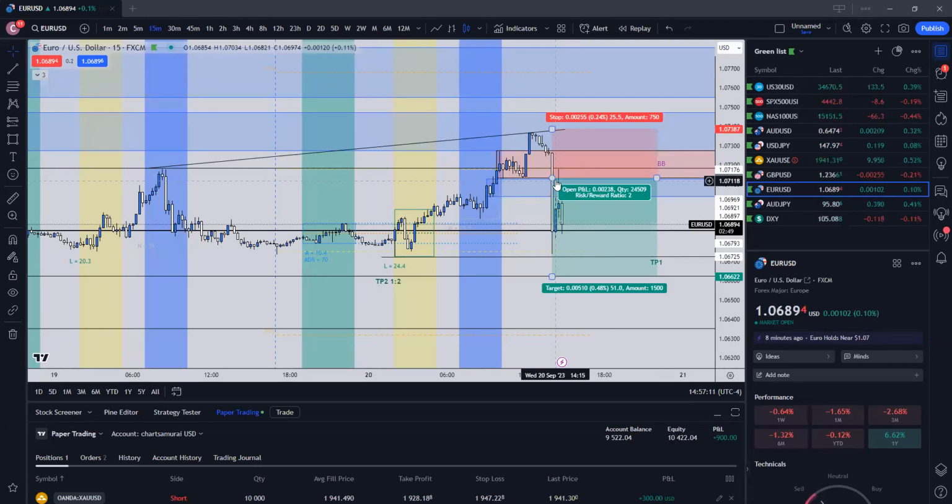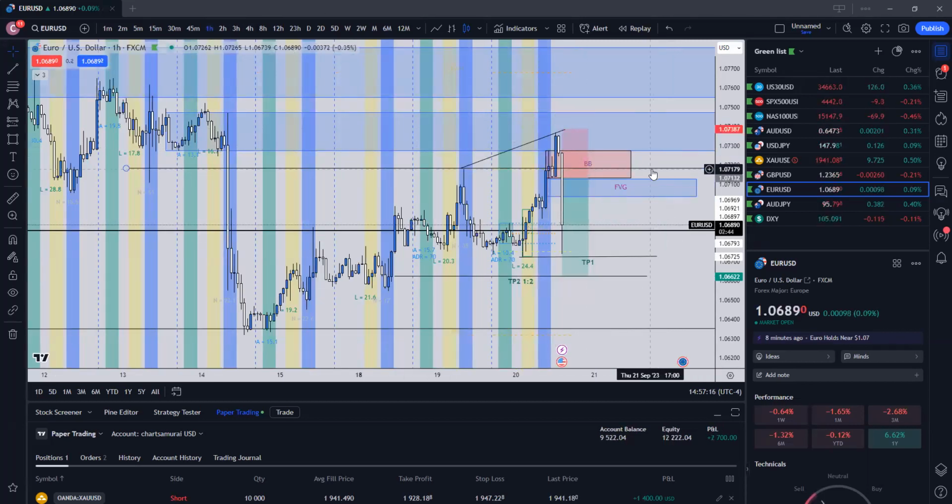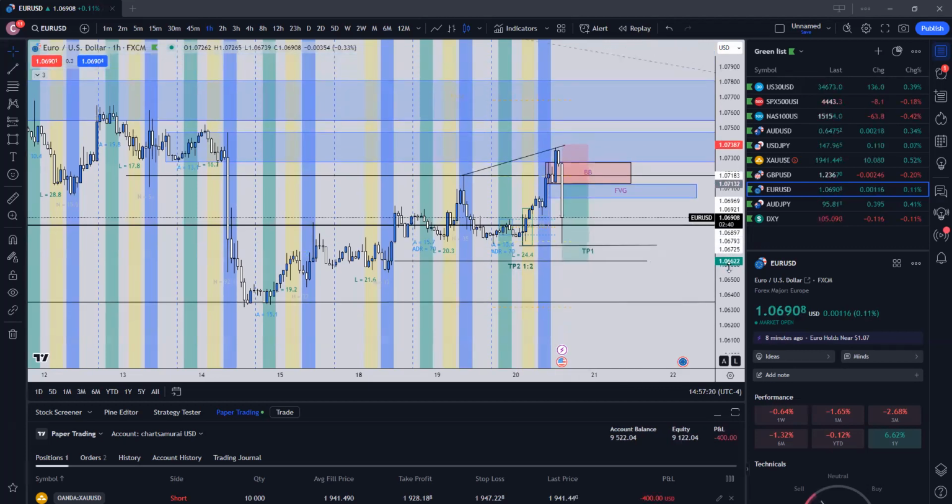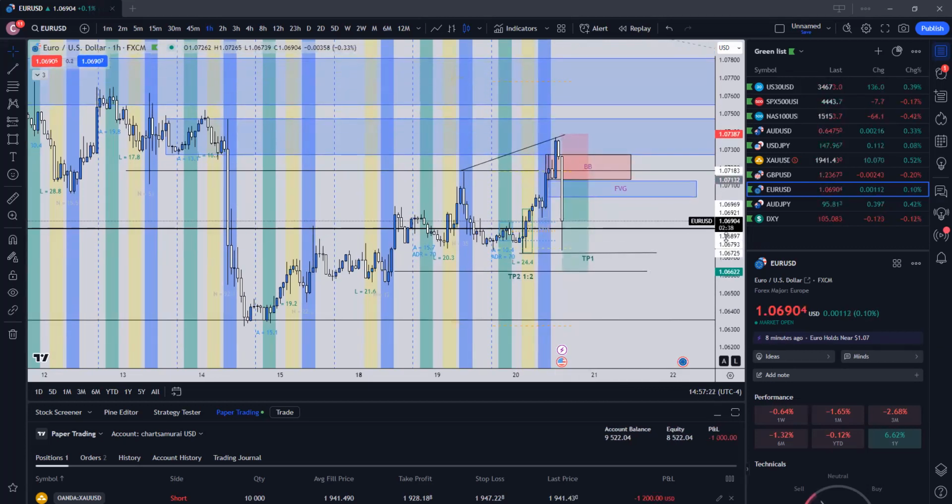Could price potentially come back into this 1 hour fair value gap tomorrow? 100%. Could it also melt to oblivion? Yeah, it could. The only thing that matters is what's in your plan.